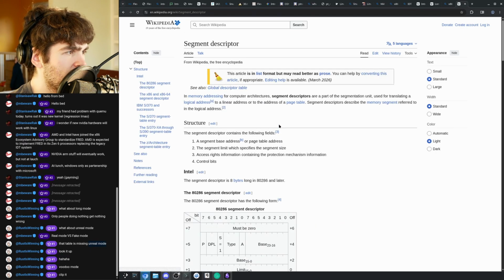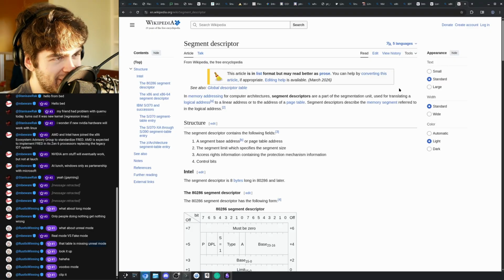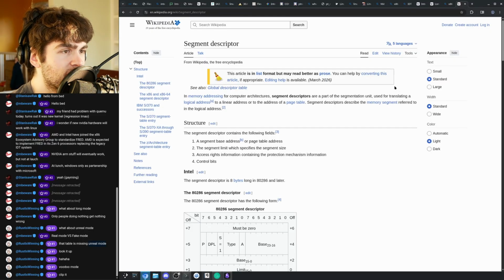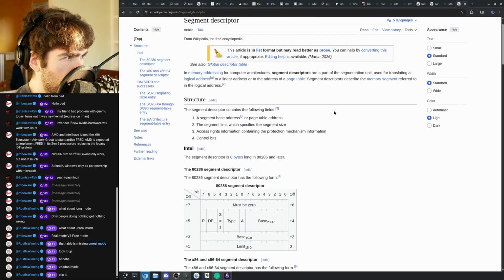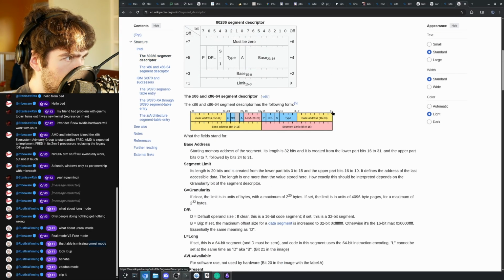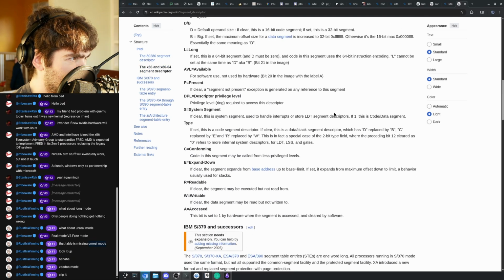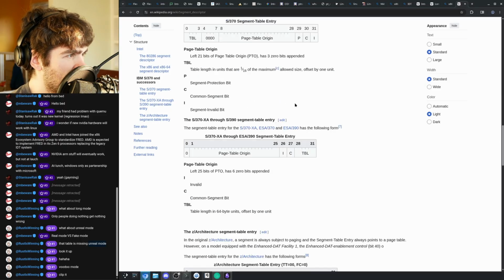Okay? What is a segment descriptor? In memory addressing for computer architecture, segment descriptors are part of the segmentation unit, used to segregate, used for translating a logical address to a linear address or to the address of a page table. Okay? So this is a PTE before PTE. Okay. Oh, yes. An STE, or one letter from an STD.